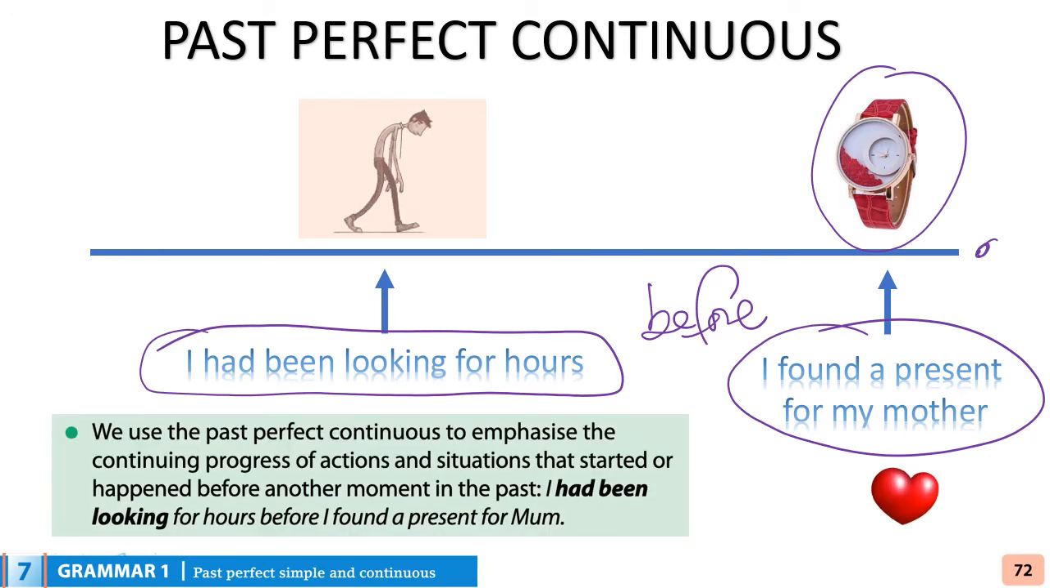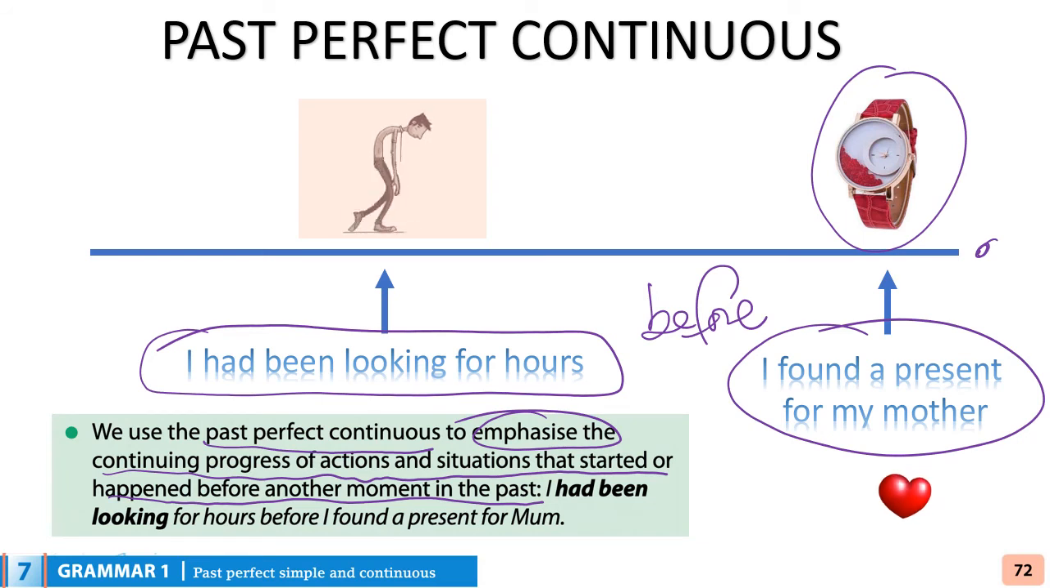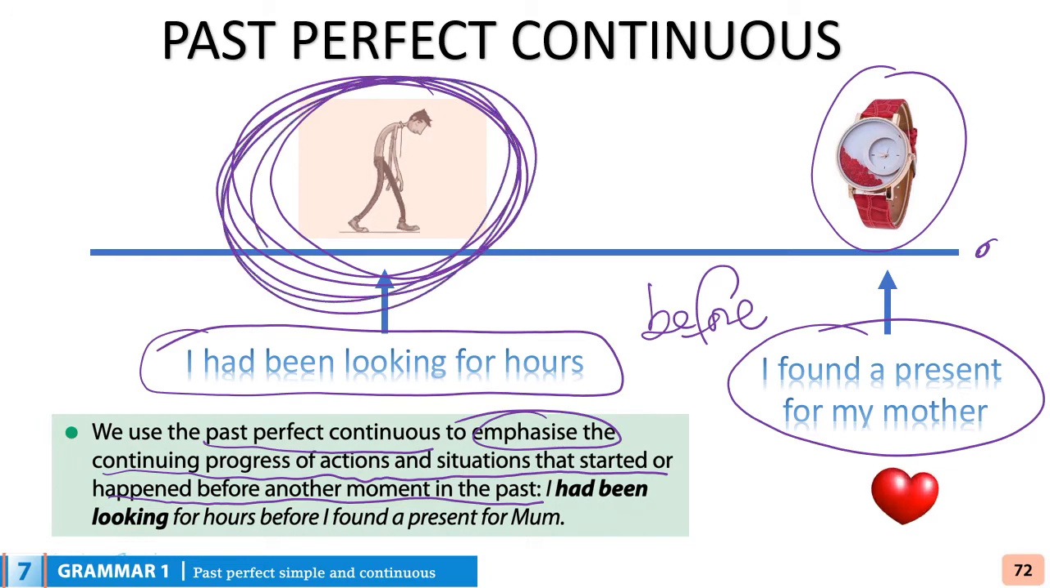So we use the past perfect continuous to emphasize the continuing progress of actions and situations that happened before another moment in the past. So as you can see, it is quite similar to the past perfect simple, but in this case, what I'm telling you, I'm emphasizing that I had been for a long time walking and looking for my perfect watch. Okay, so I had been looking for hours before I found a present for my mother.